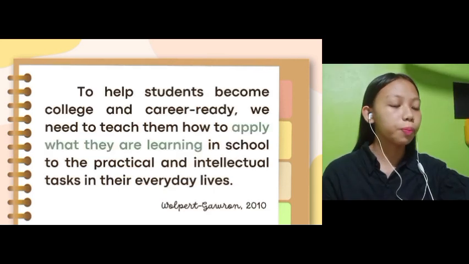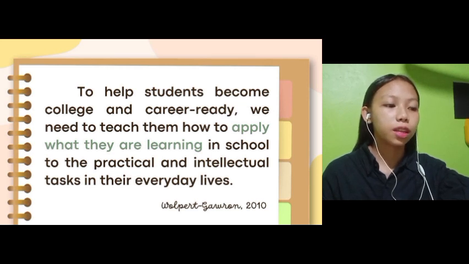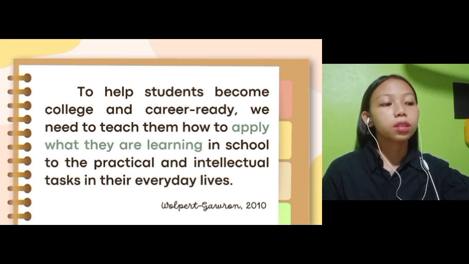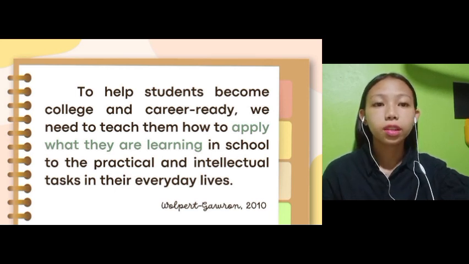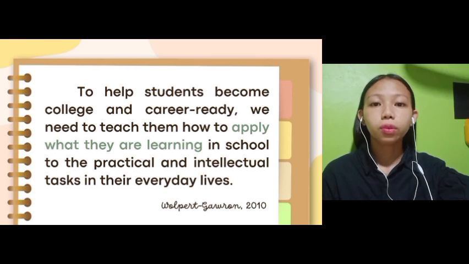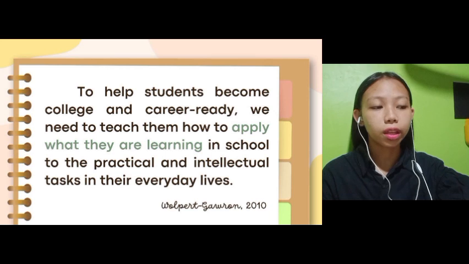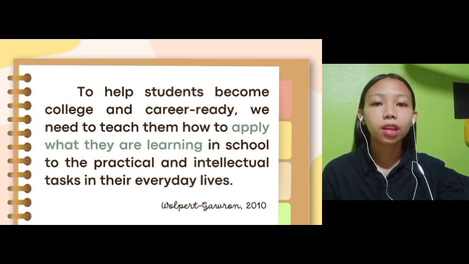Next, according to Walpert Gauron 2010, to help students become college and career ready, we need to teach them how to apply what they are learning in school to the practical and intellectual tasks in their everyday lives. So, of course, the teacher should teach the students how they will apply the knowledge and the skills that they learn from school. So it will help them in their journey as a college student and in pursuing their career.